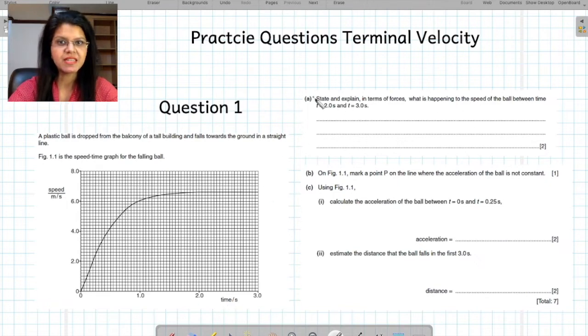Let us come to question number, the first part A. State and explain in terms of the forces what is happening to the speed of the ball between the time 2 seconds and 3 seconds. So let us mark the point that they are talking about, 2 and 3. So explain in terms of the forces. You have to talk in terms of the forces. So what is happening in these two sections of the graph?